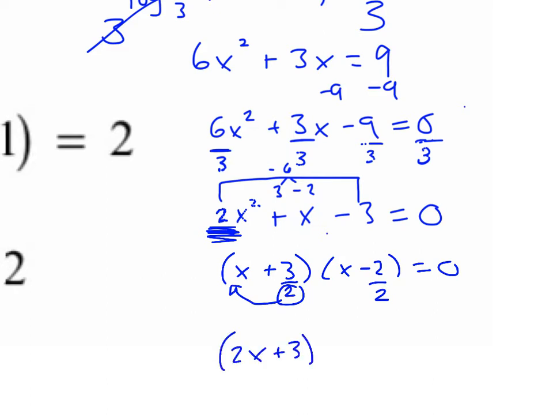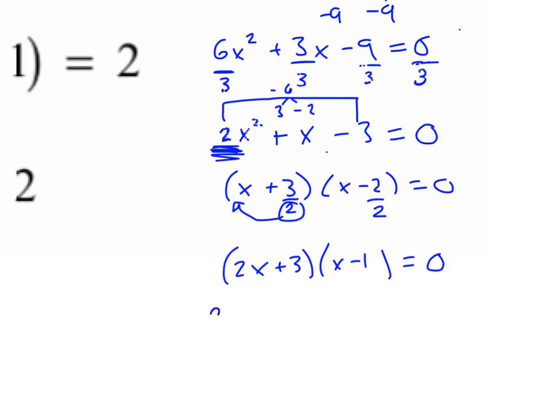If it does go in evenly, we simplify. So what's negative 2 divided by 2? Negative 1. And then we just want to set them both equal to 0. So 2x plus 3 is equal to 0. X minus 1 is equal to 0. So we solve for x. We get x is equal to negative 3 halves, and x is equal to positive 1.